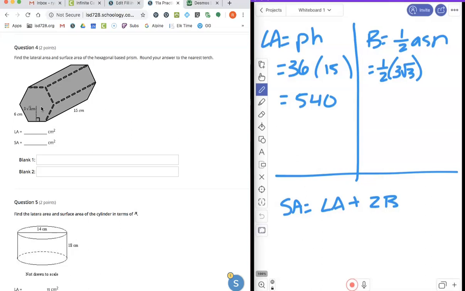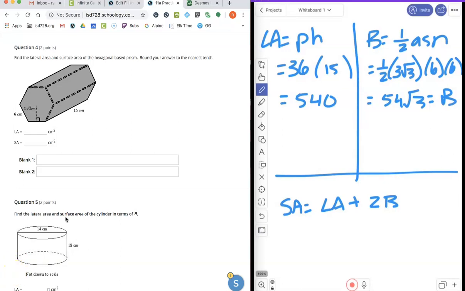We have the side length, which is 6, and we know that there are 6 sides. So that's going to be 36 again. So let's see. We have 36 times 1/2 is 18 times 3. So 54 square root of 3 is our area of one base. We can go to the calculator for that in just a second. The longer we wait to round, the better.